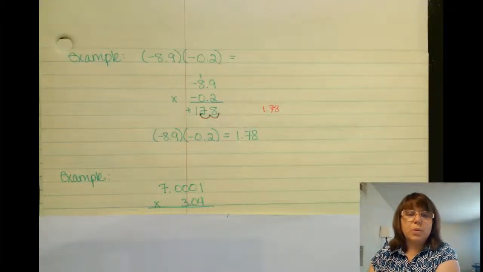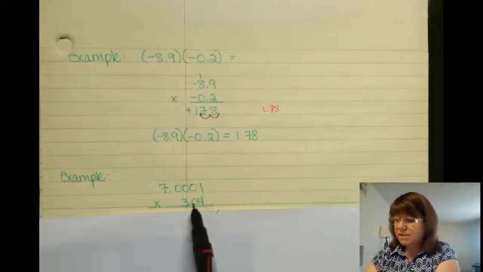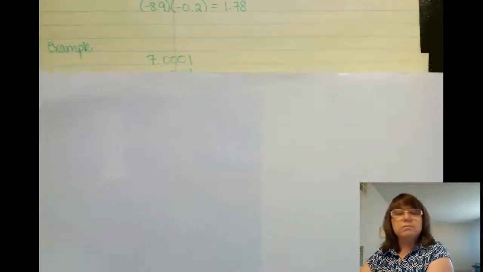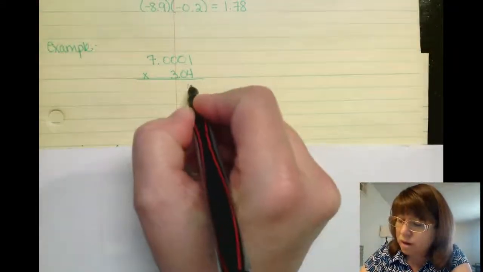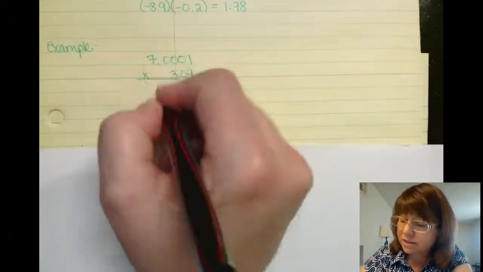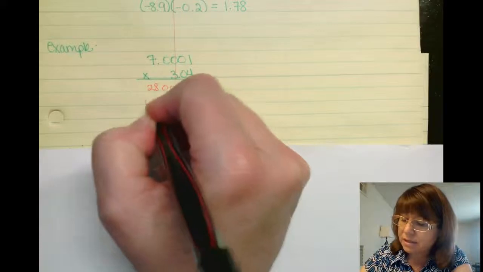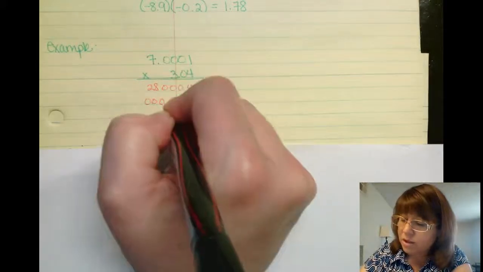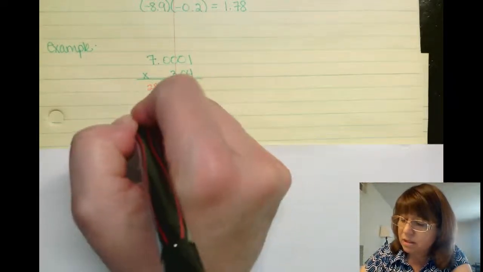7.0001 times 3.04. Now I know my final solution is going to have 1, 2, 3, 4, 5, 6 decimal places to the right. So I'm going to go ahead and work out this problem like you normally would. 4 times 1 is 4. Then I have 0, 0, 0, 7, 0, 0, 0. 4 times 7 is 28. Now I have a full row of zeros because 0 times anything is 0. 3 times 1, and that's my holding place there, is 3. 3 times 0, 0, 0. And then 3 times 7, 21.